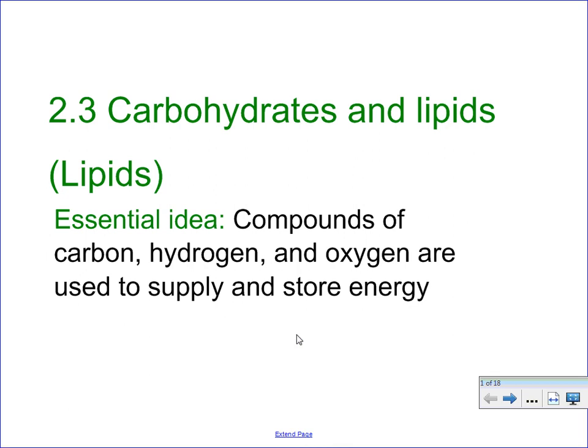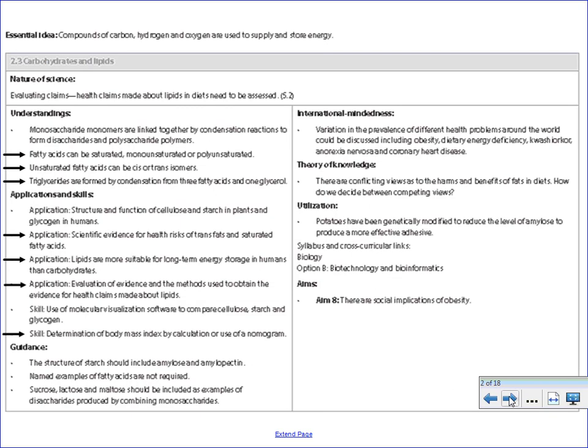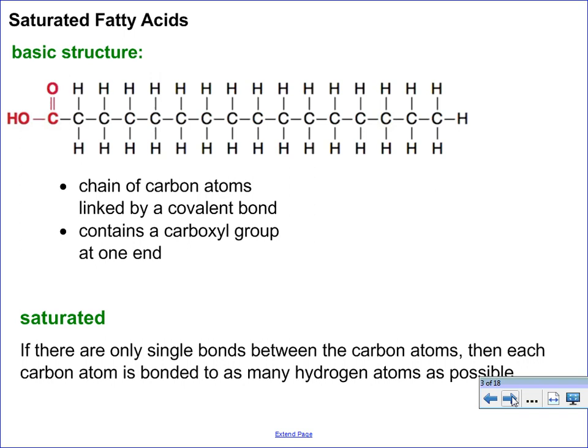This video will cover the lipids section of subtopic 2.3. Here are a list of understandings, application, and skills that will be covered in this video. So we'll start with a review of the basic structure of fatty acids.